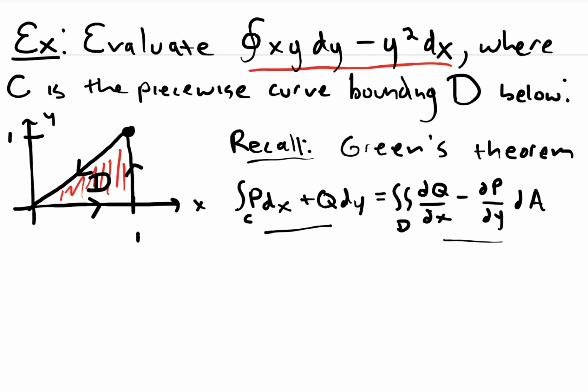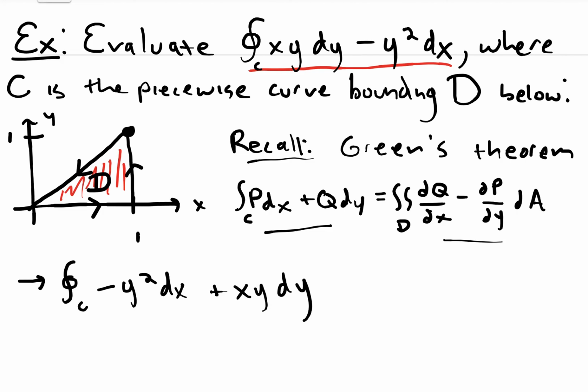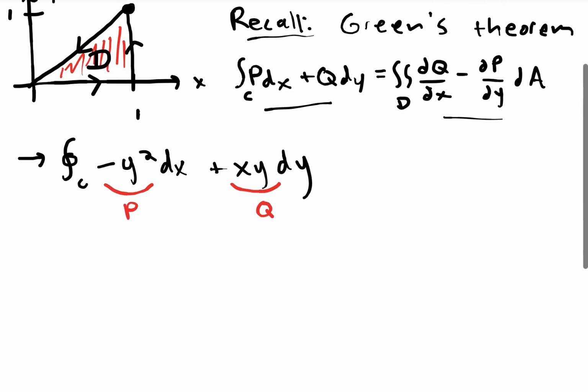So step one that I'm going to do is make sure that this is written in the right order. Here, if this is the thing that I'm integrating over, I want the dx one first, so minus y squared dx. And then I want the dy one second, so plus xy dy. And again, the whole point of that is the thing attached to dx is your P, and the thing that is attached to the dy is your Q. So now we just want to directly apply the formula.